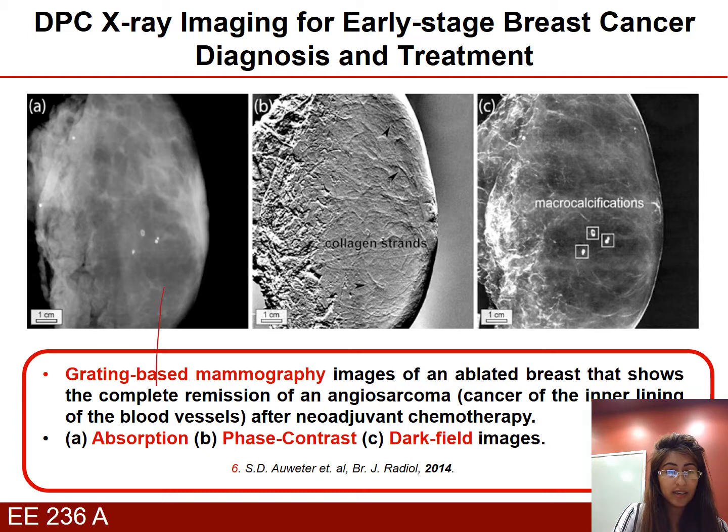You can see here, this is an absorption image, B is phase contrast, and C is the dark field. These are the mammography images of an ablated breast that show the complete remission of a cancer after a chemotherapy treatment. Here, the DPC image clearly depicts the collagen strands, and the dark field is much more sensitive to macrocalcifications than the absorption image. This study, published by the British Journal of Radiology in 2014, is a clear demonstration of the impact of phase contrast on clinical radiology. This DPC is a very promising technique to study for breast cancer diagnosis.